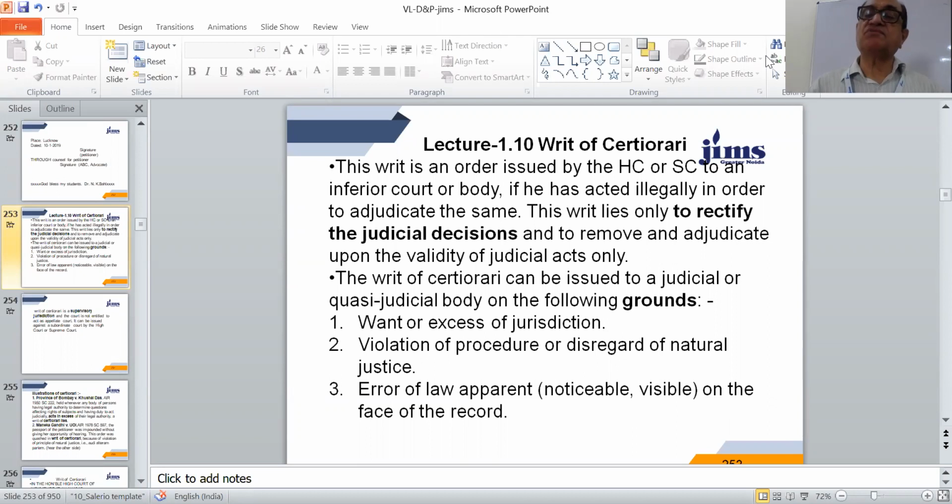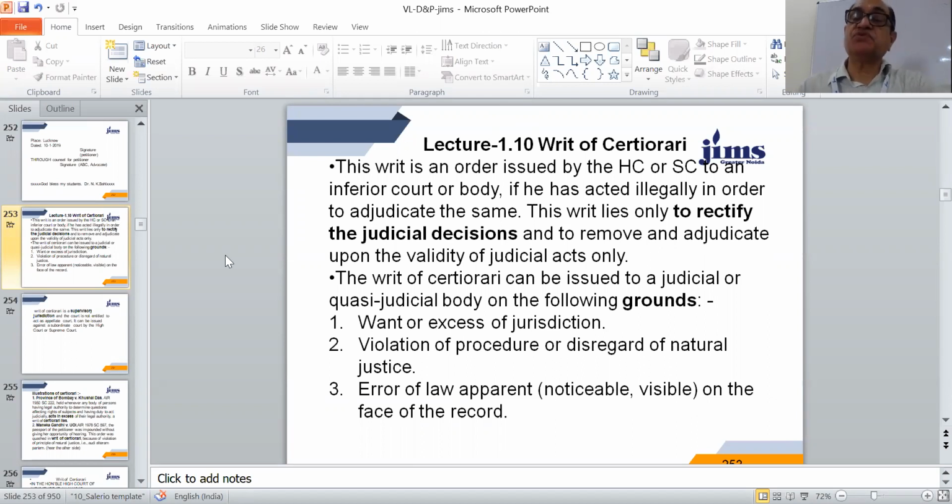You see, there are three grounds on the basis of which a writ of certiorari may be allowed by the High Court or Supreme Court. Because you used to write the grounds of petition in your writ petition also. So these are the three grounds. Number one, want or excess of jurisdiction. This means that the lower court had no jurisdiction. They wanted the jurisdiction, or they had the jurisdiction but they exceeded the jurisdiction. So first ground for issue of certiorari writ is want or excess of jurisdiction.